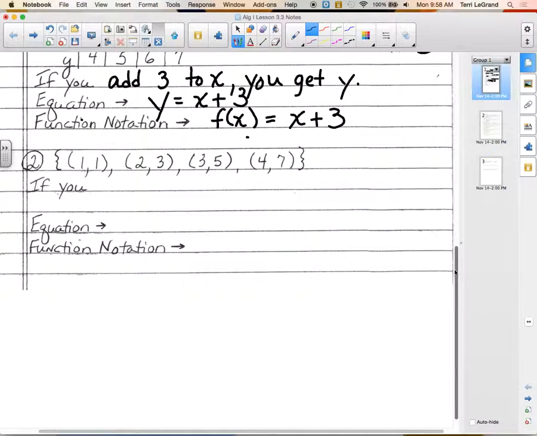Okay, let's look at this. Instead of it being in a table, now it is given to us as a set of ordered pairs in ordered pair notation. So what looks like the function rule this time? What do you have to do to x to get y? And it has to work for all 4 ordered pairs. By the way, now you can do more than one operation. It doesn't always have to be adding. We have 4 operations.